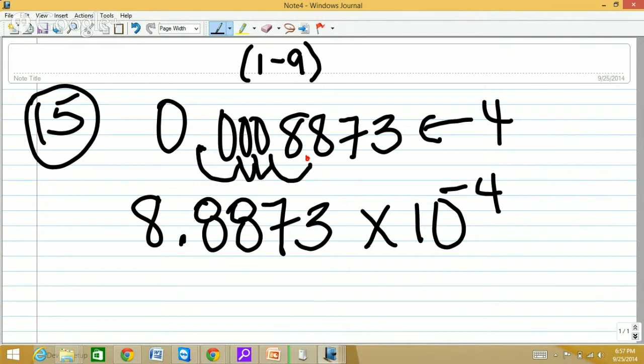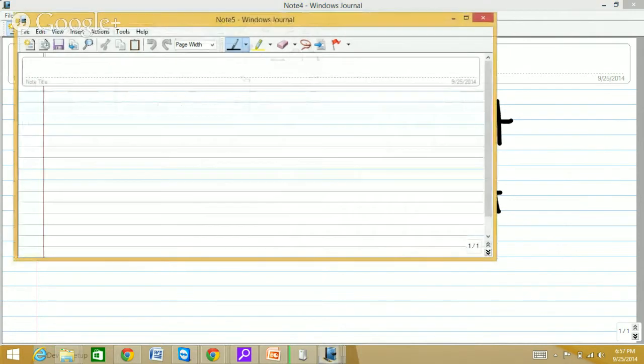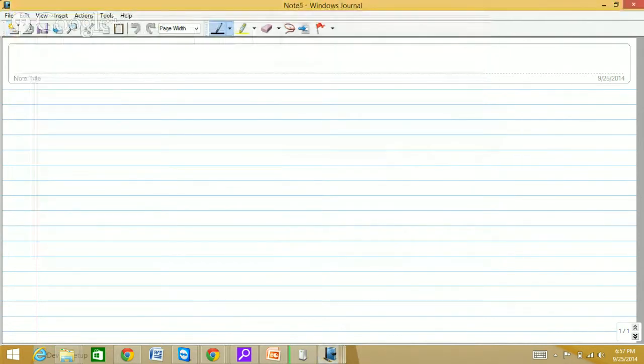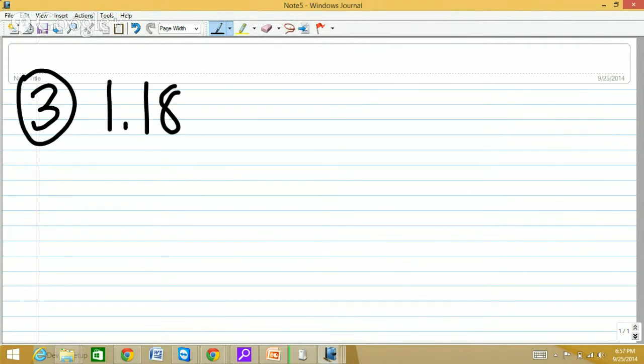Okay, so get out your second worksheet. This one is doing scientific notation to a standard number. They're going to give you scientific notation, and you're going to put it as a regular number. So let's look at number 3. Number 3 says 1.182 times 10 to the negative second.